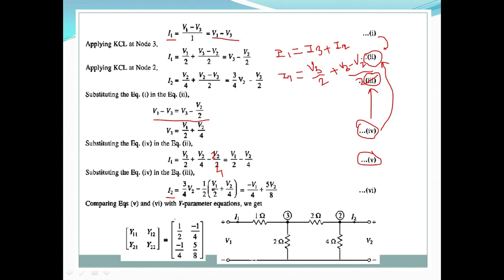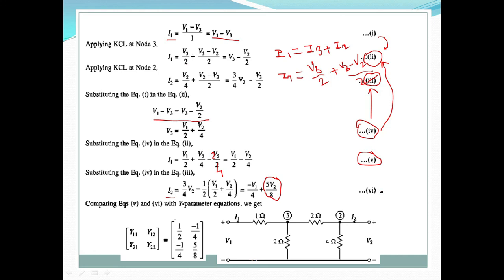Here we have minus V1 upon 4, and 3 upon 4 V2, which is 6 upon 8 V2, minus V2 upon 8. So 6 minus 1 is equal to 5. In this way we find minus V1 upon 4 plus 5 V2 upon 8. This is equation number 6.